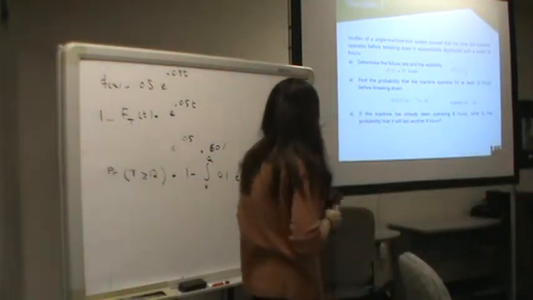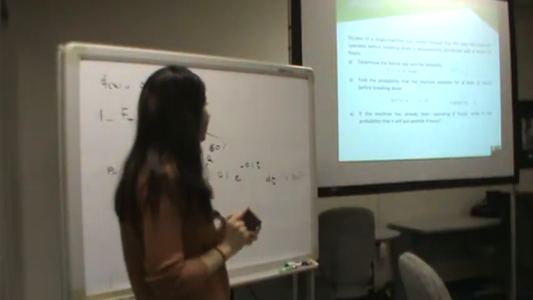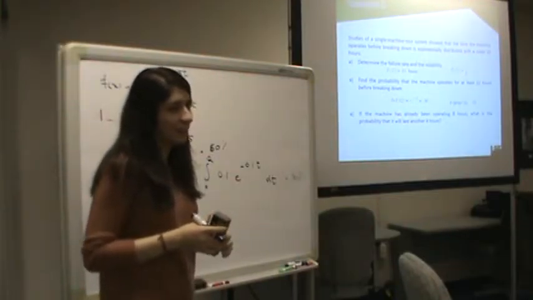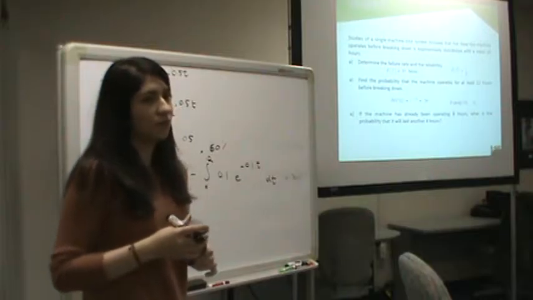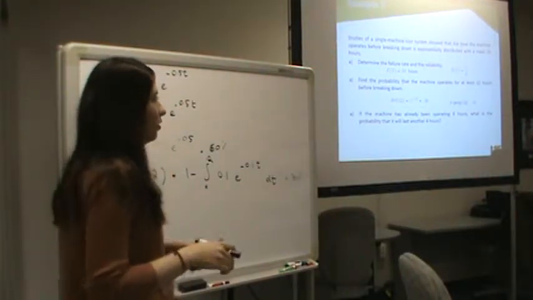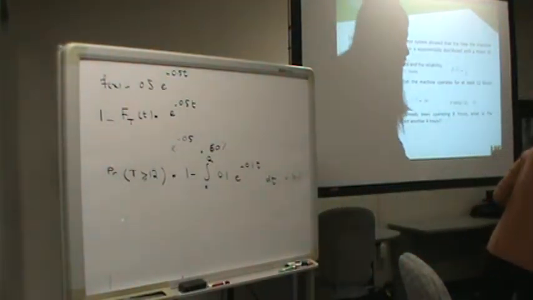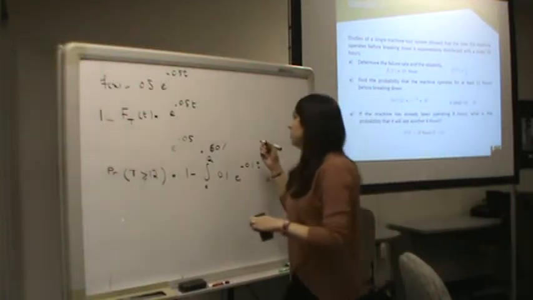If the machine has already been operating 8 hours, what is the probability that it will last for another 4 hours? That's a tricky question. Imagine you have a problem with that. What did we say before? We said that it's memoryless, right? So it doesn't have any effect. So 4 more hours.